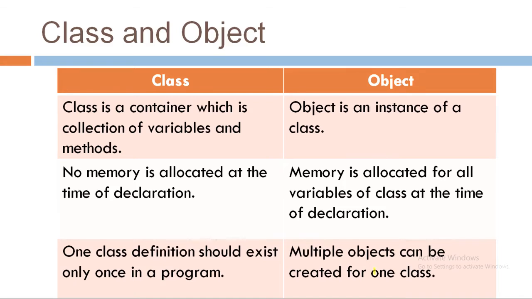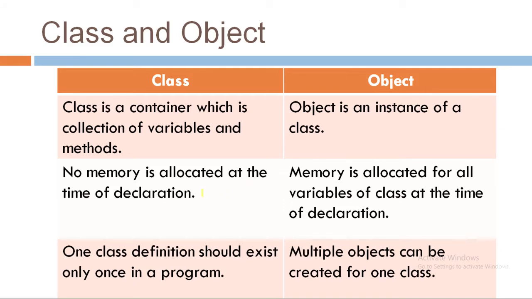Now let's see the comparison between class and object. In the first point, we can say that class is a container which is a collection of variables and methods, while object is an instance of a class. Means class provides a container and object is a variable of type class.